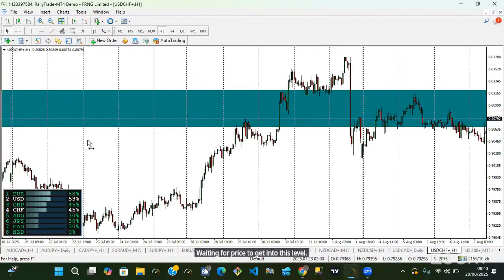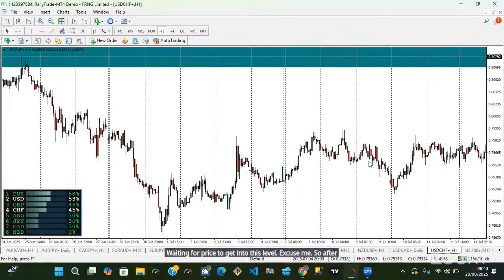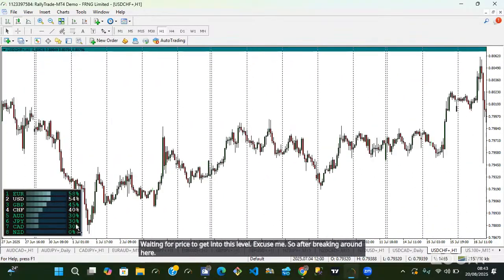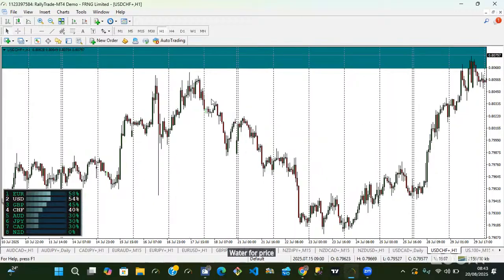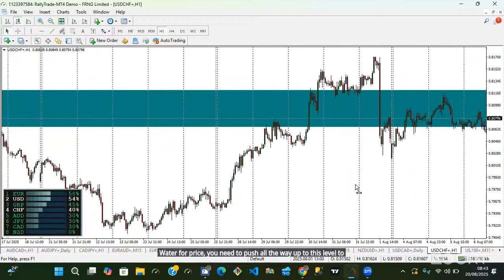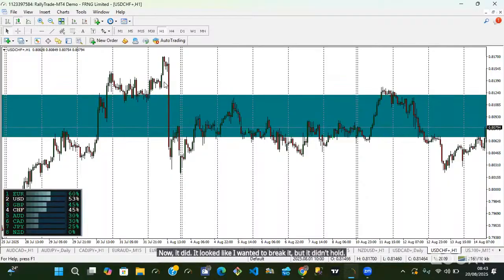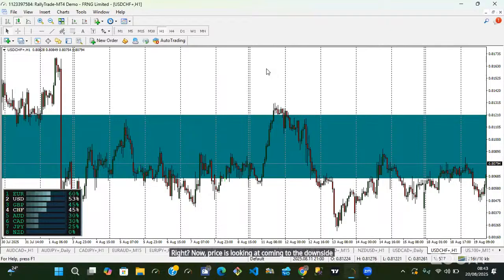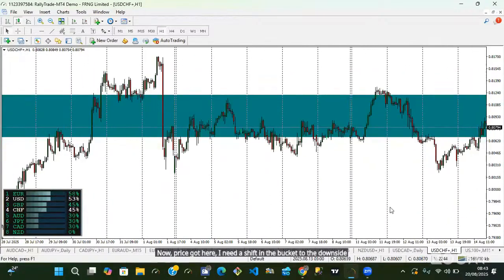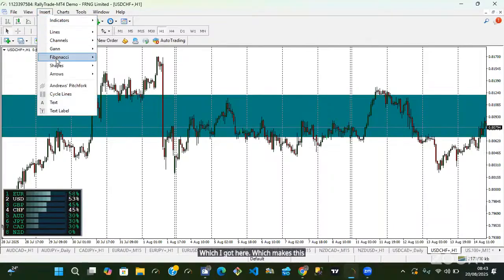Excuse me. So after breaking around here, I waited for price to push all the way up to this level to retest. Now it did. It looked like it wanted to break it, but it didn't hold. Right. Now price is looking at coming to the downside. Mr. Endurance, I see your question. I'm going to answer it. I just don't want to lose this line of thought. Now price got here. I need a shift in the market to the downside, right? Which I got here, which makes this my protected high.